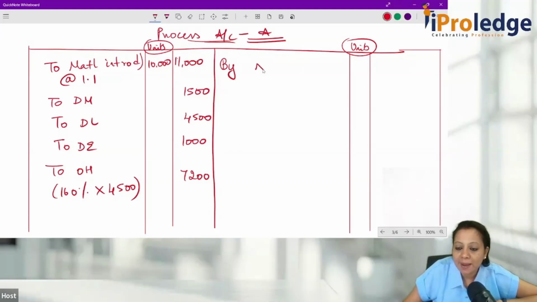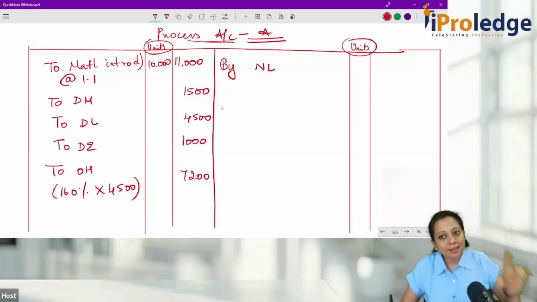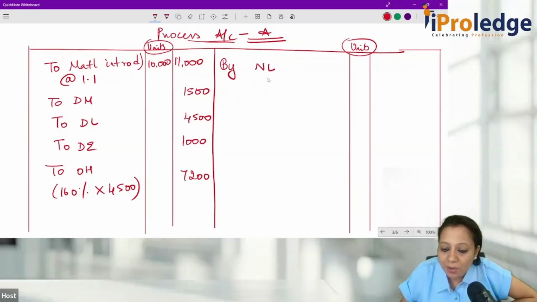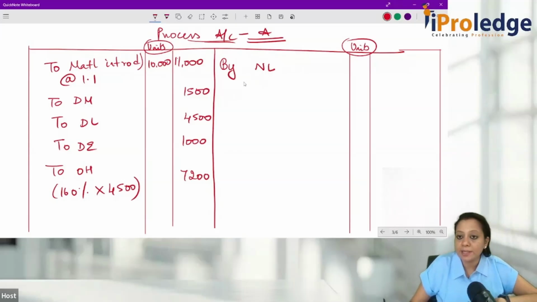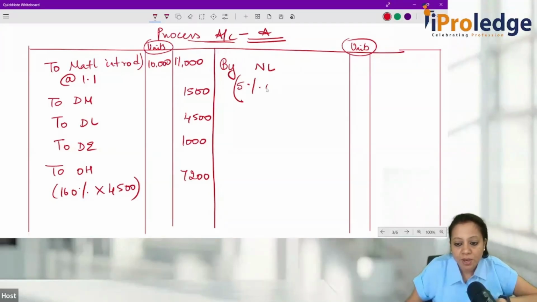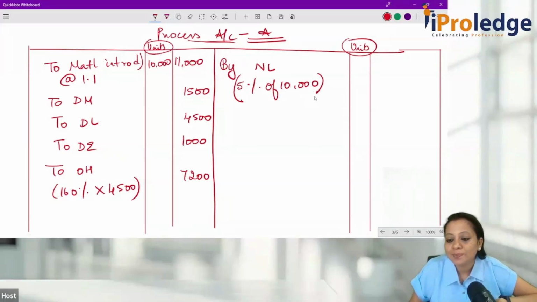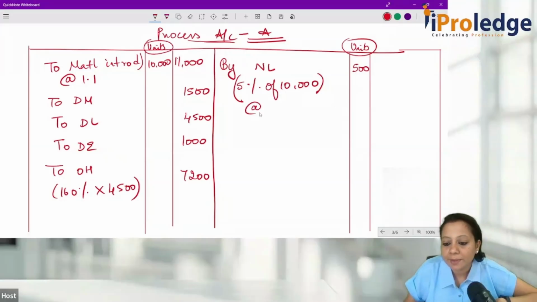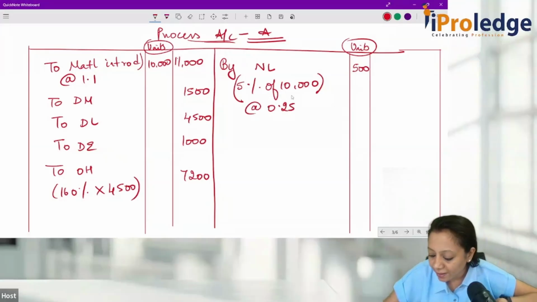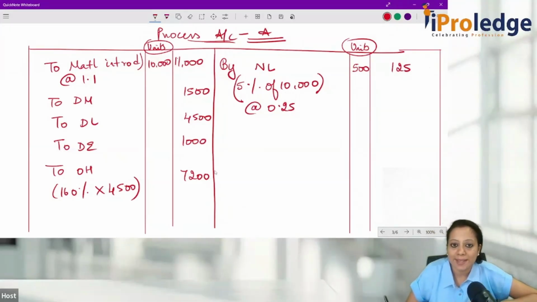So it is going to be by normal loss, as per the format that we did this morning also. Normal loss, they have said, is 5% for process A, wastage. Wastage is 5%. So 5% of 10,000 is 500. Right, everyone? And it is sold at what price? 0.25. So 500 into 0.25 is 125. Up to this, I hope it is very easily understandable.